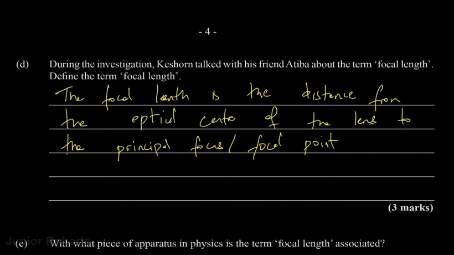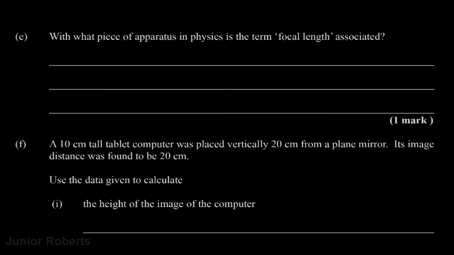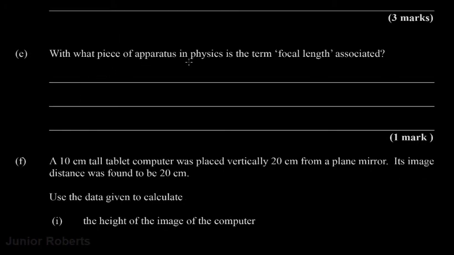Now, next question says, with which piece of apparatus in physics is the term focal length associated with? Right, and we're going to say that this apparatus is a lens. So once we talk about focal length, we're dealing with a lens.